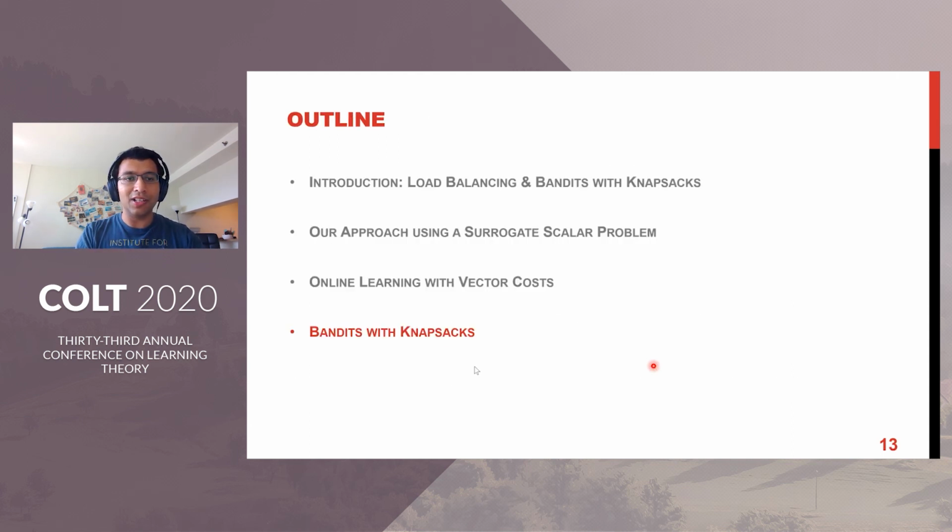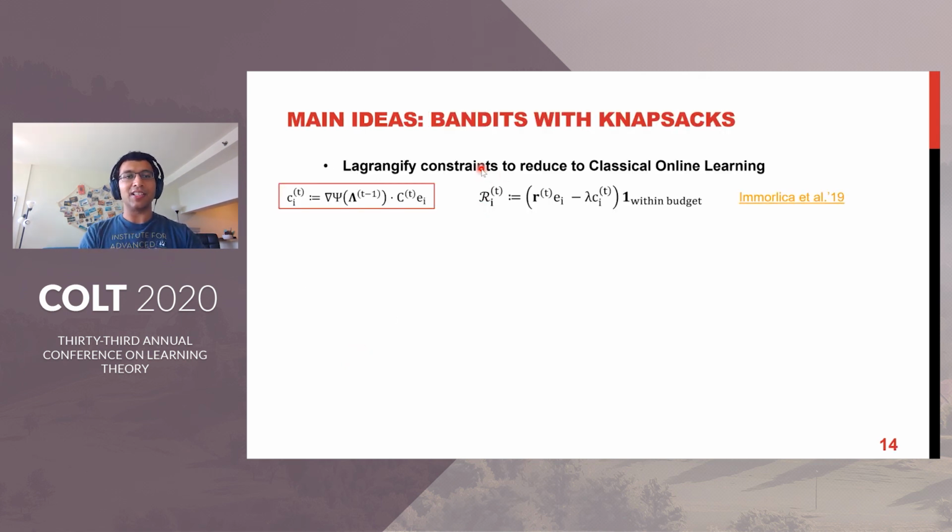Good. So now a quick idea on how we handle bandits with knapsacks. The idea is just to Lagrangify the constraint. Our hope is that we want to reduce this problem to the online learning with vector cost problem. What we do is we Lagrangify the constraints and move them into the objective. This idea of Lagrangification has appeared before, for example in the Immorlica et al. paper, but the way we Lagrangify has changed. We use the Lagrangification as given by this gradient, as we were using in the online learning with vector cost. Once we have this, we just run the classical scalar online learning algorithms.